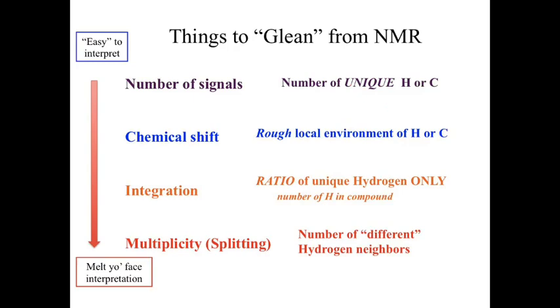Please, please, please, when you go through and interpret your spectra, you need to be going through in this kind of easy to hard interpretation. Okay? Start with your number of signals, then move to chemical shift, then integration, then multiplicity. Okay? If you jump around, that's when you're going to find it's going to get exceedingly frustrating because you're not going to be able to match things up appropriately. So try and go slowly through the interpretations, get the easy stuff down first.